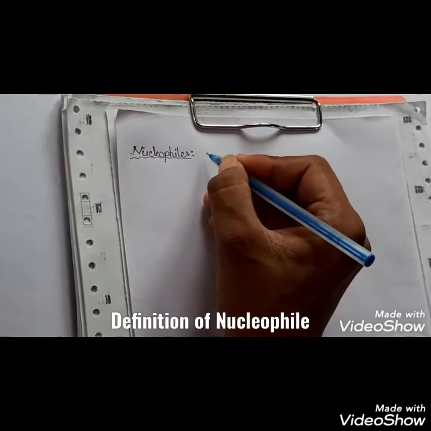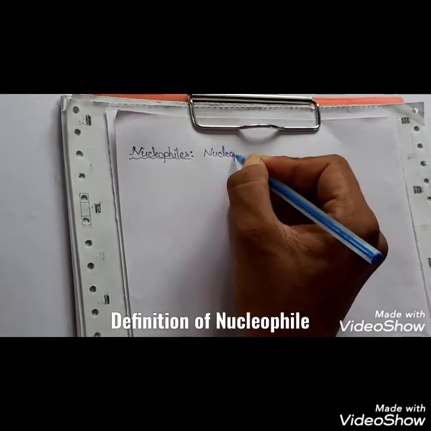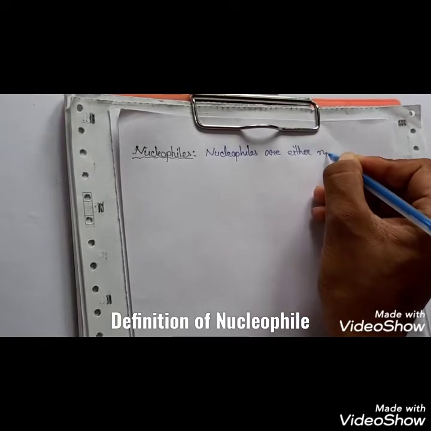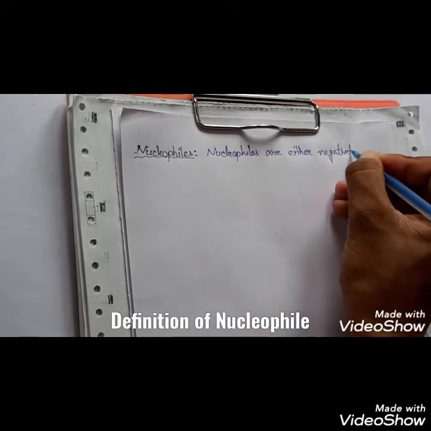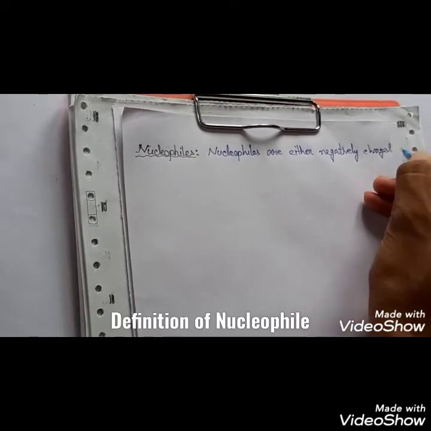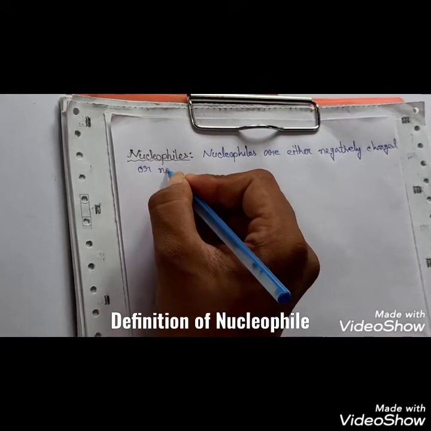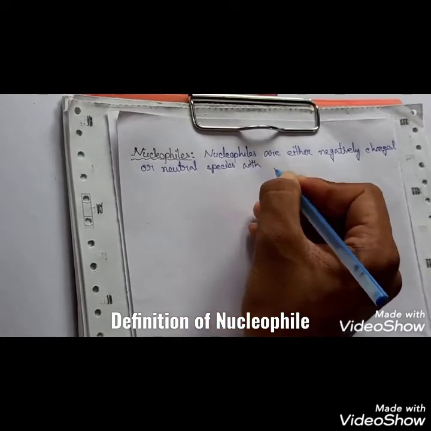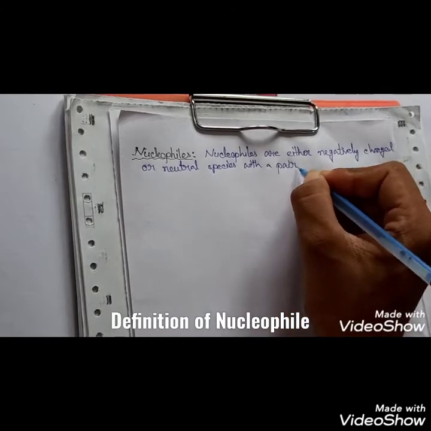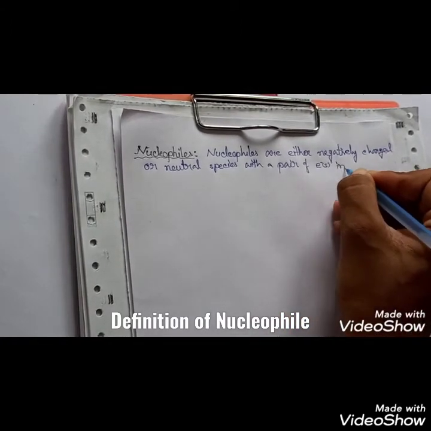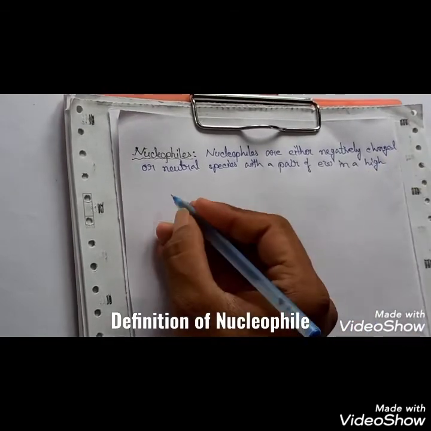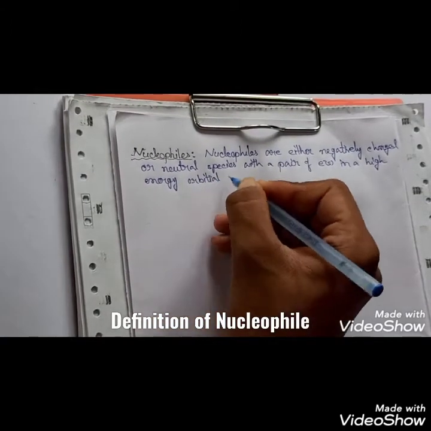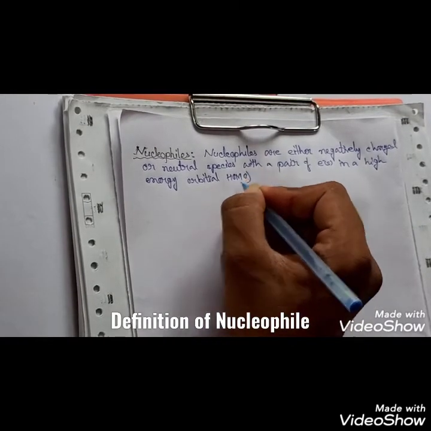The definition of a nucleophile: nucleophiles are either negatively charged or neutral species with a pair of electrons in a high energy orbital, which I have already told you is nothing but the HOMO.